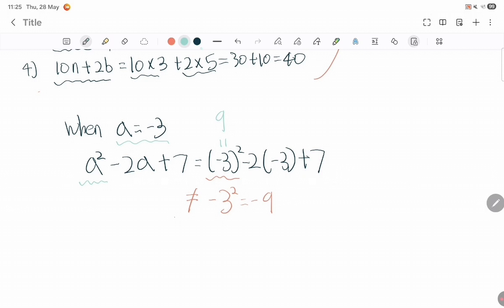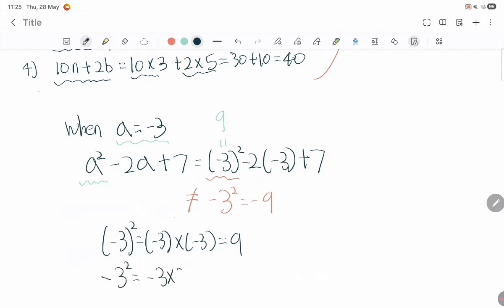How so? Because if you write -3 squared the whole thing, then this basically means -3 times -3, and those negatives cancel, and you can just get 9. While the second one, -3 squared, means just -3 times 3. Maybe I can put brackets here. So this is equal to -9. So yeah, it's something that you should know when you do substitution.